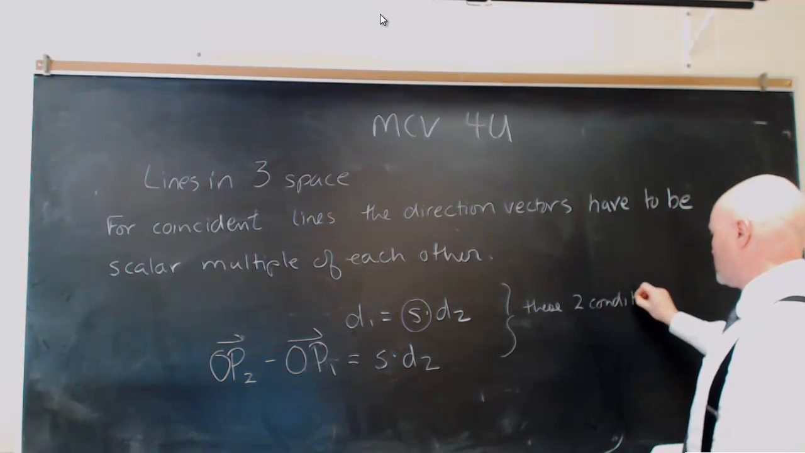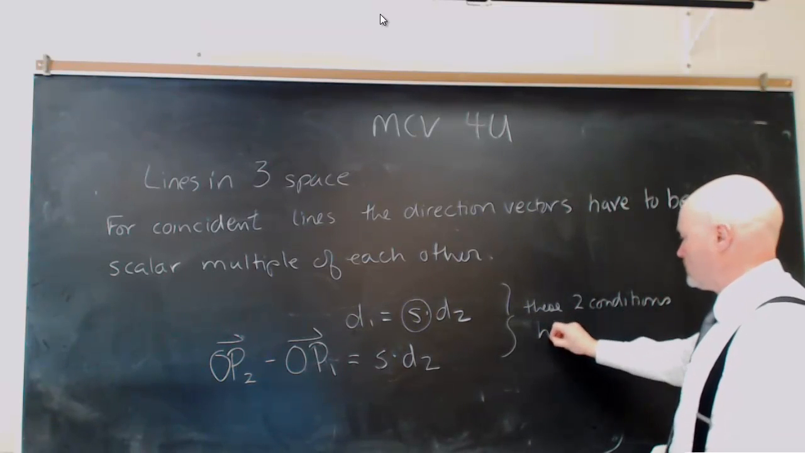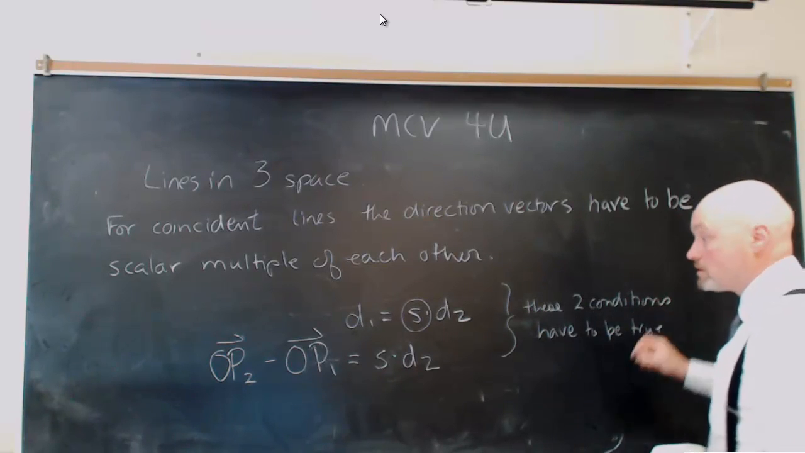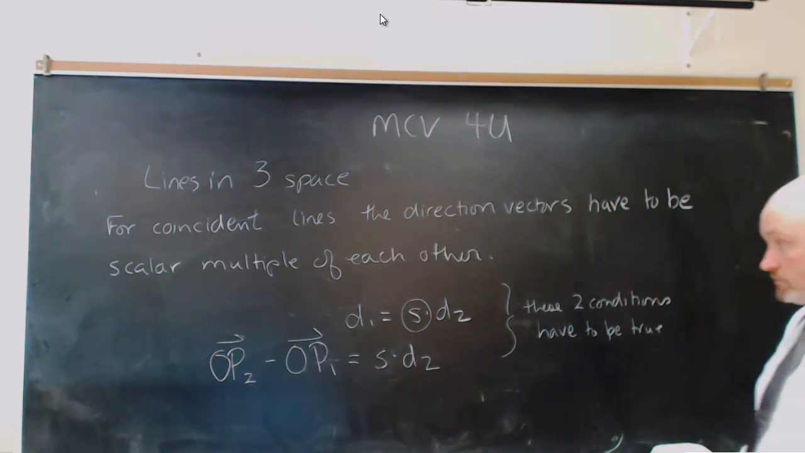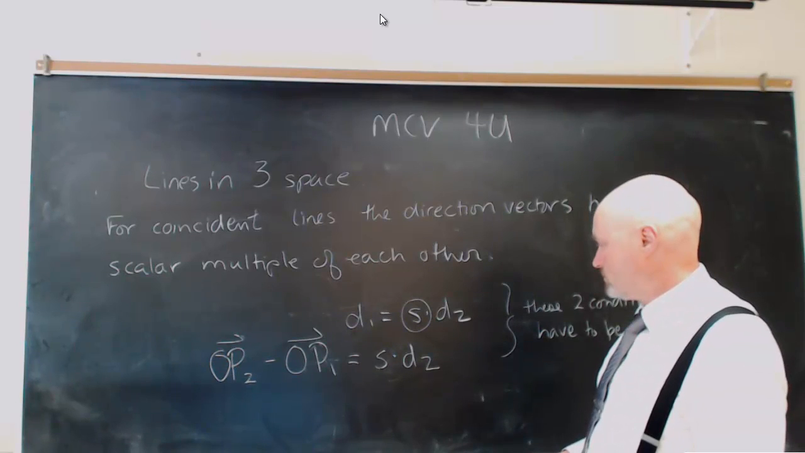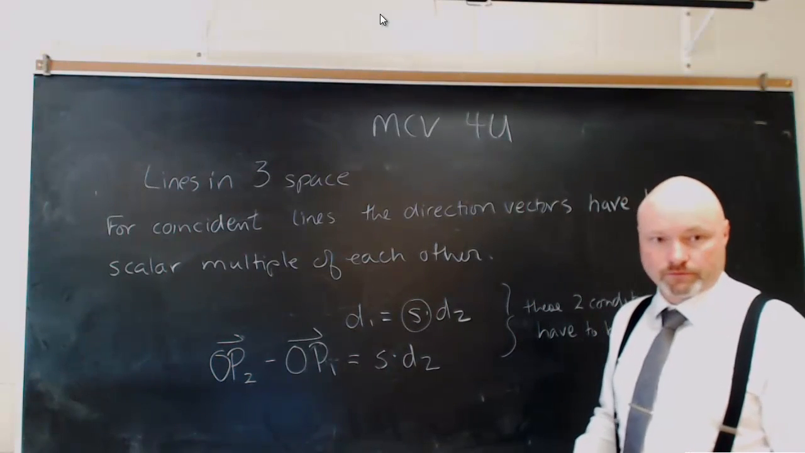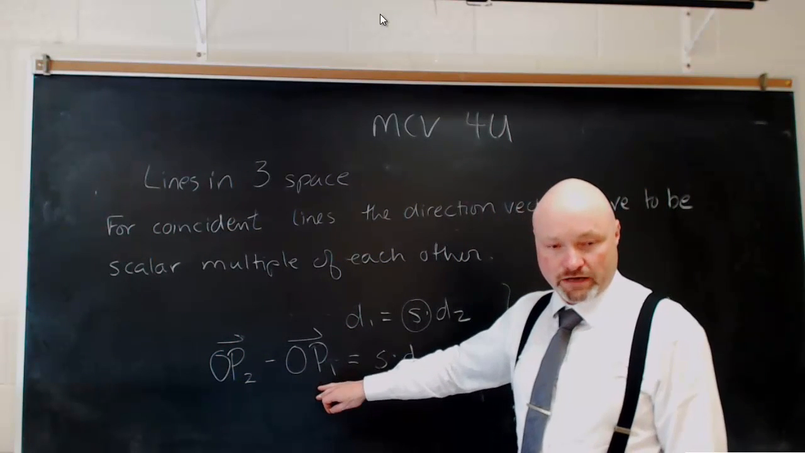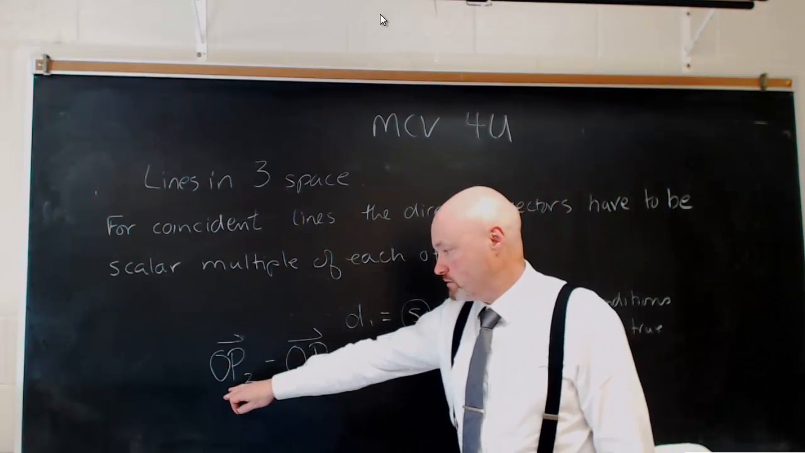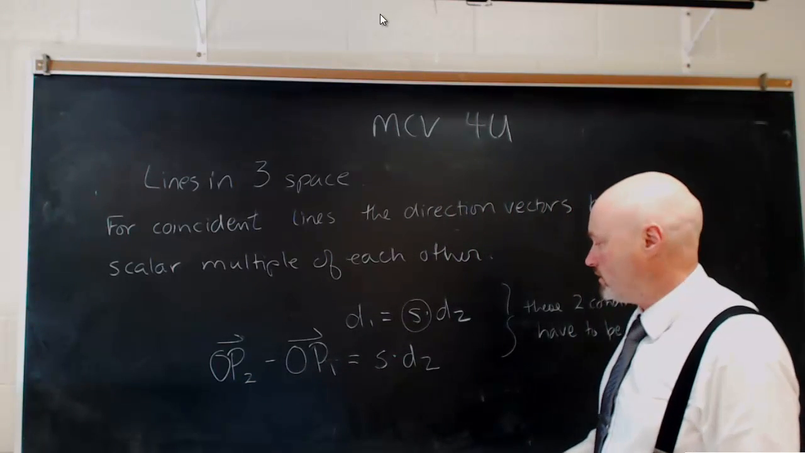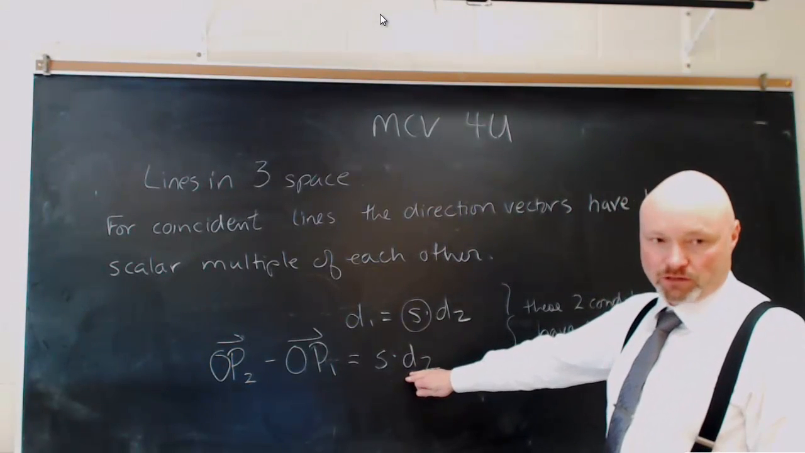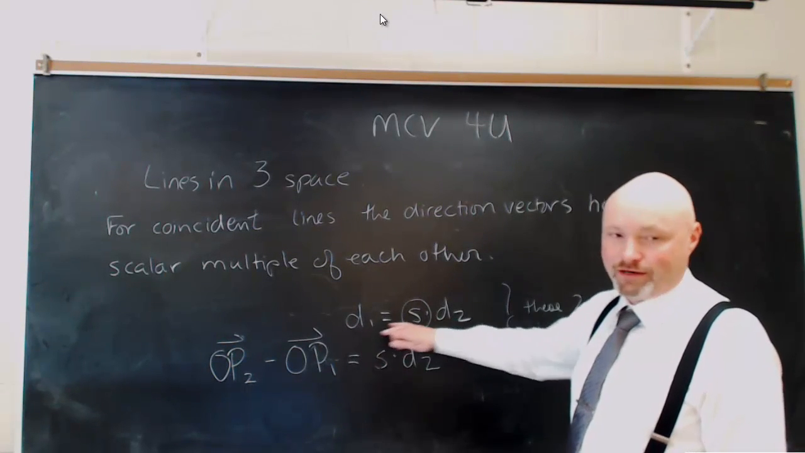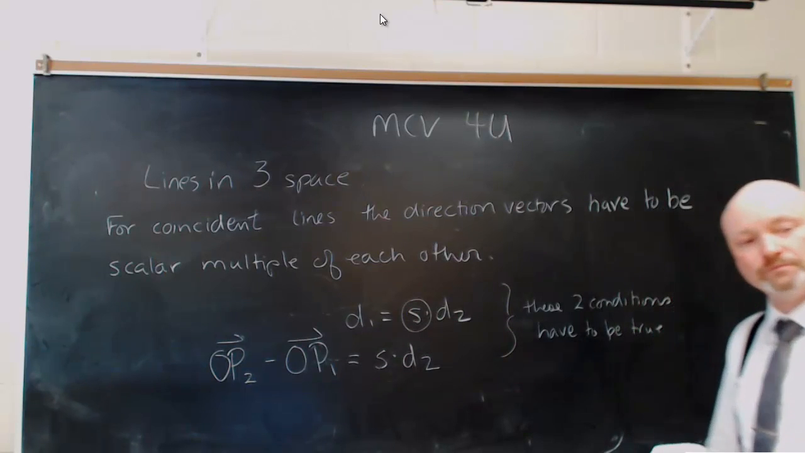T1 is equal to the direction of 2 minus the direction of 1. Sorry, what was that, RJ? T1 could be equal to the vector OP2 minus OP1. Exactly, right? So really what we're saying is the vector going from point 1 to point 2, OP2 minus OP1, has to be a scalar multiple of D2. And D1 is also a scalar multiple of D2.